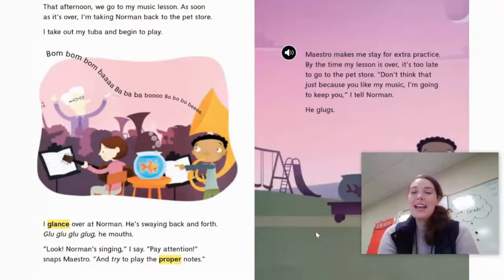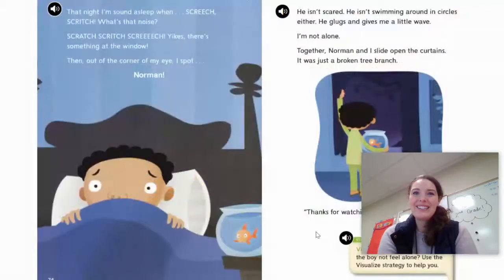The boy still says, "I'm going to get rid of you, Norman." He goes to music, practices his tuba, and Norman is always right there by his side. Then one night, the boy heard a noise outside of his window. Screech, scritch, scratch. And when he woke up and looked over, he saw Norman smiling at him. And that made him feel safe because he had Norman.